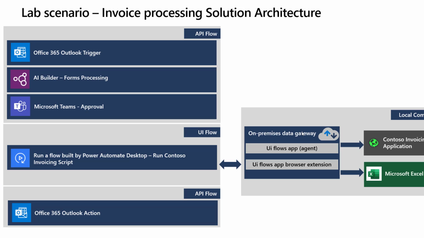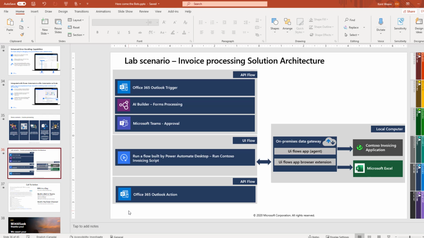We're going to use the on-premises data gateway in order to broker that communication from the cloud to my local desktop. And then we're going to interoperate with Contoso invoicing app and Excel. When we're done, we'll basically return state back up to the cloud and then send that email in and be able to respond back to our contractor.